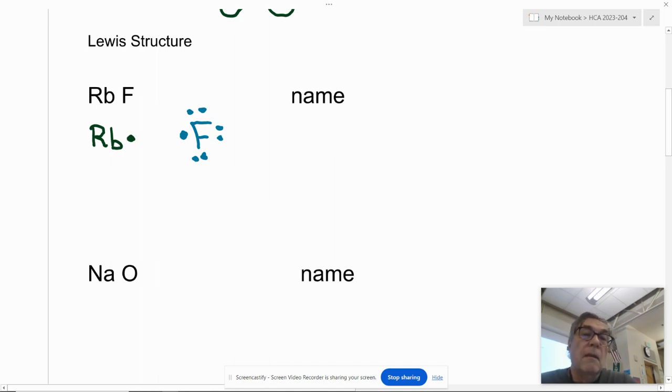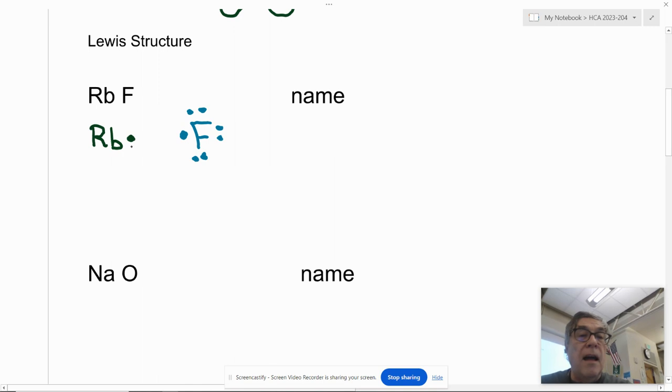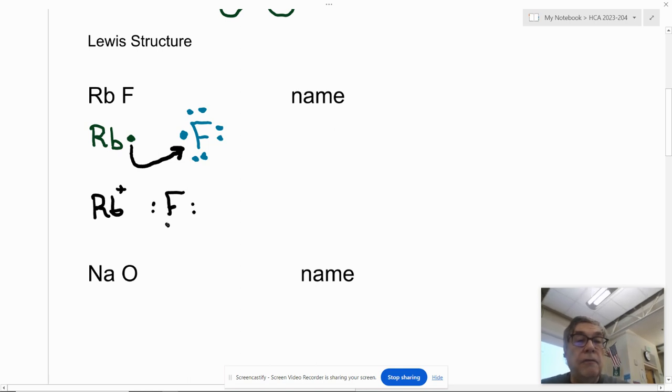So, since we have a metal and a nonmetal, what is going to happen here is the electron from the metal is going to be transferred to the nonmetal, and that's going to leave us with a rubidium ion, right? A cation, and an anion made of fluoride. We will call it fluoride now that it has a charge of -1.